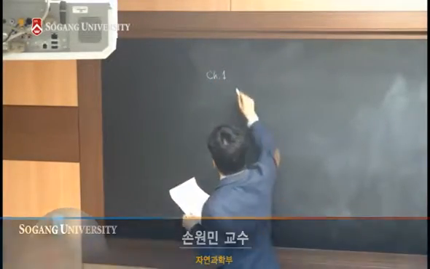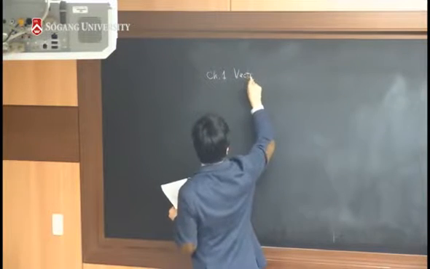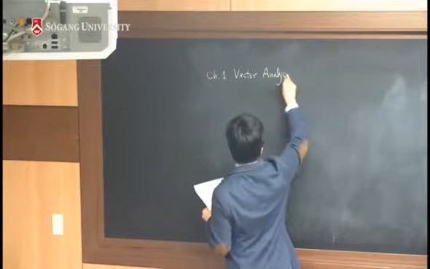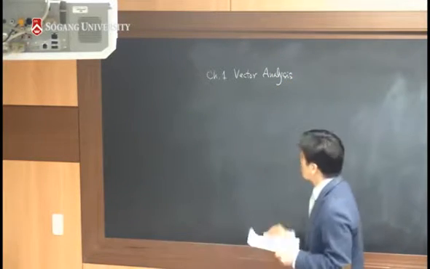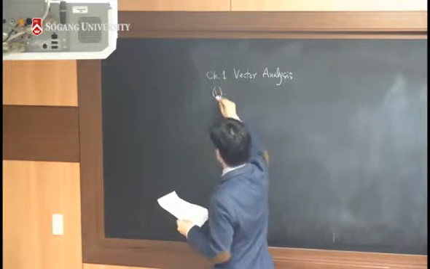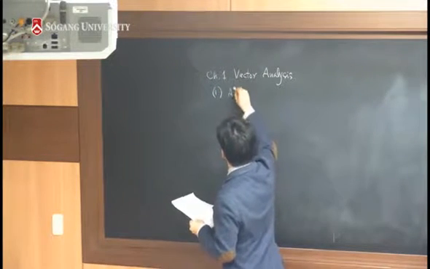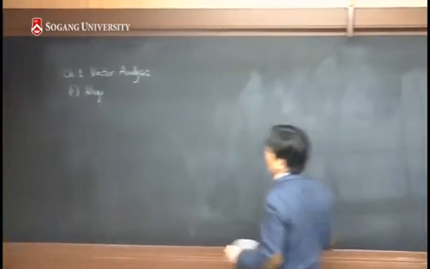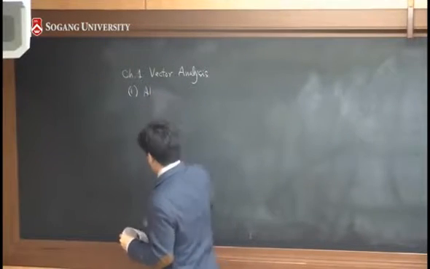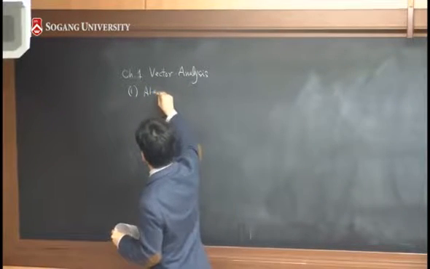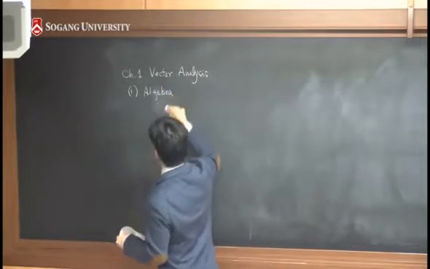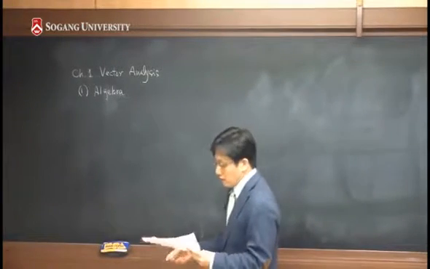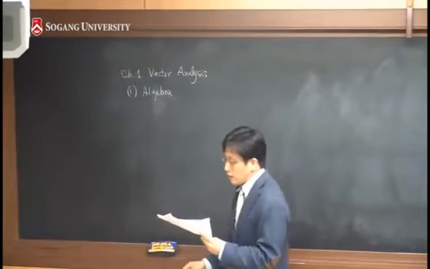The first chapter is about vector analysis. In the first section, we are discussing what a vector is and how to represent it, and the operations and the character of operations that we can act on a vector. And we are discussing the vector algebra.